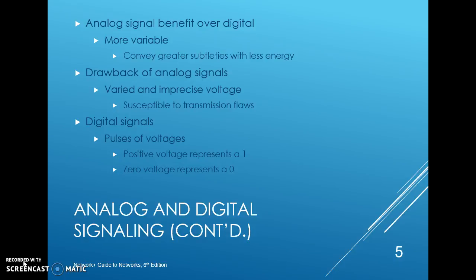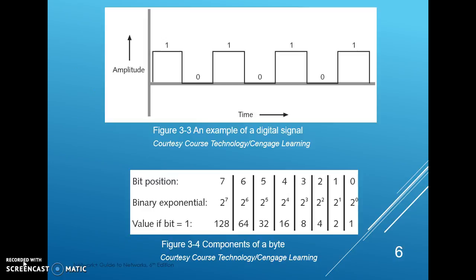Digital is, well, it's perfect. It's a 1 or it's a 0. It's on or it's off. It's true or it's false. It's math. It's right or it's wrong. And that's the beauty of a digital signal.